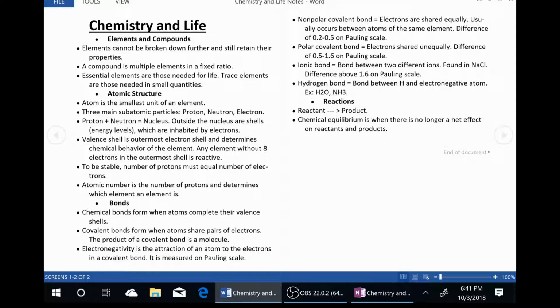So first, let's start off with our elements and compounds theme. An element is an atom which cannot be broken down further and still retain its properties. For example, as I said in the last video, gold is an example of an element because a gold atom is the smallest amount of that atom that still retains all the properties of that gold atom. If I was to combine it with another atom of, say, silver or hydrogen or some other element, it would not retain those properties.